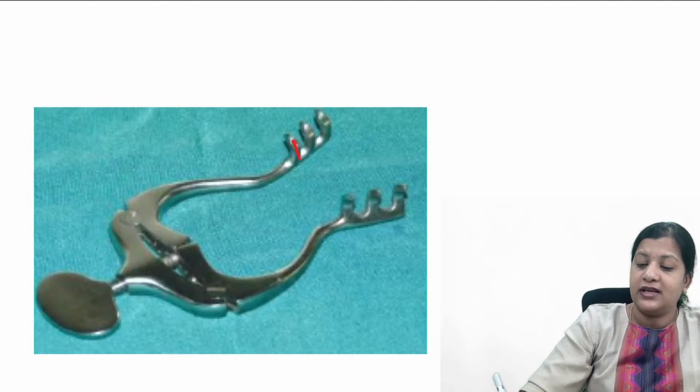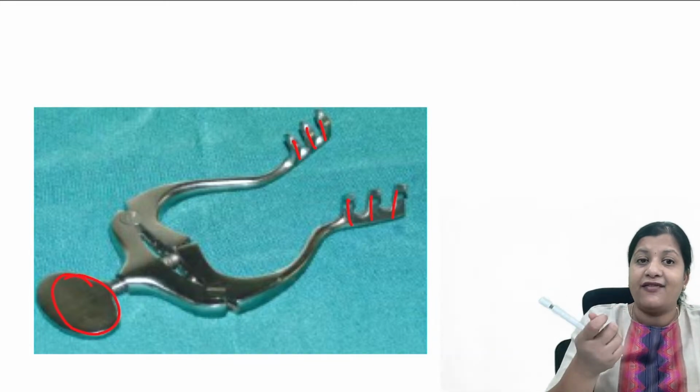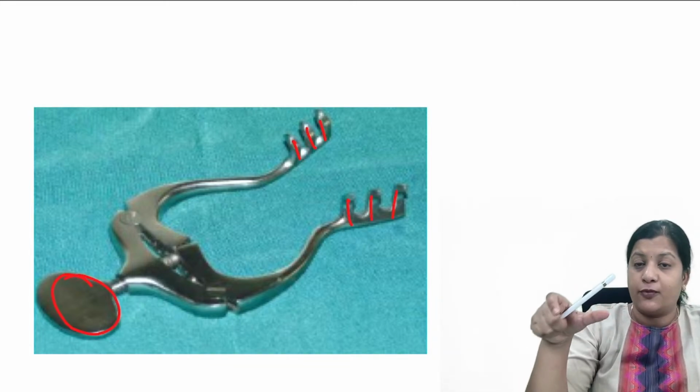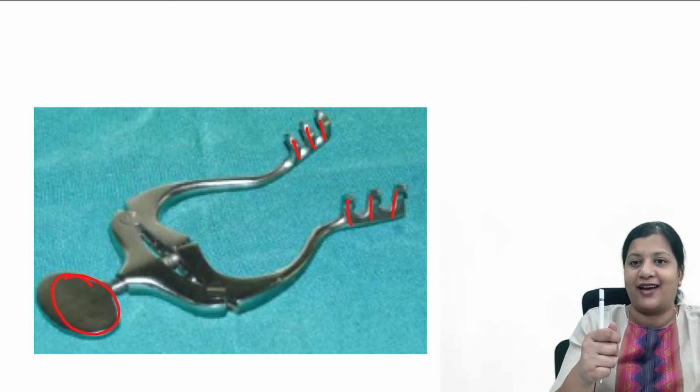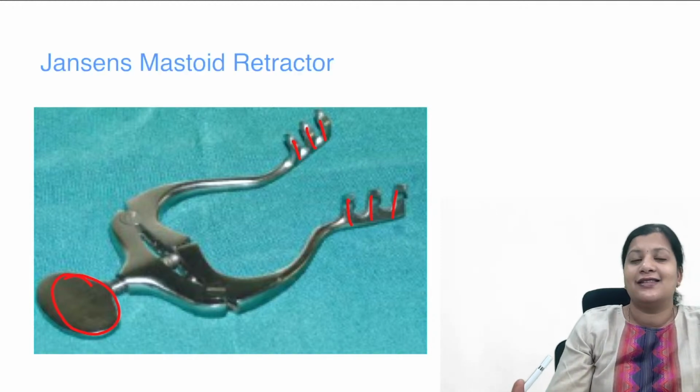Now let us see this. Here we have, of course, an equal number of prongs, but look at this. At the handle, instead of having space for putting your fingers to open and close the retractor, we have a knob to open and close the retractor. So what should be the name of this retractor? This is called Janssen's mastoid retractor.